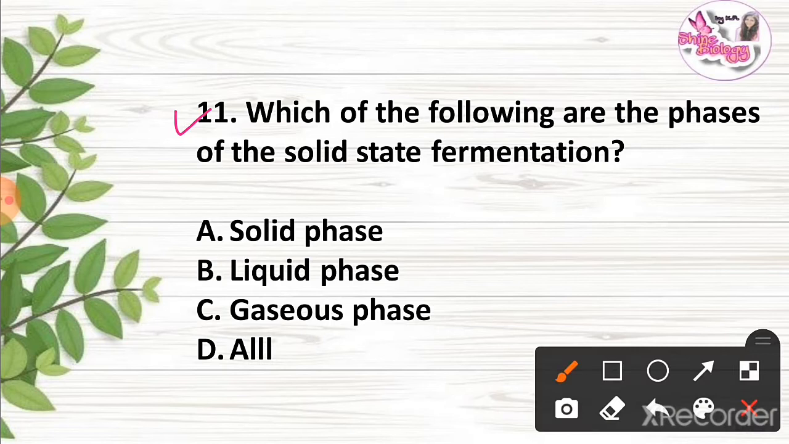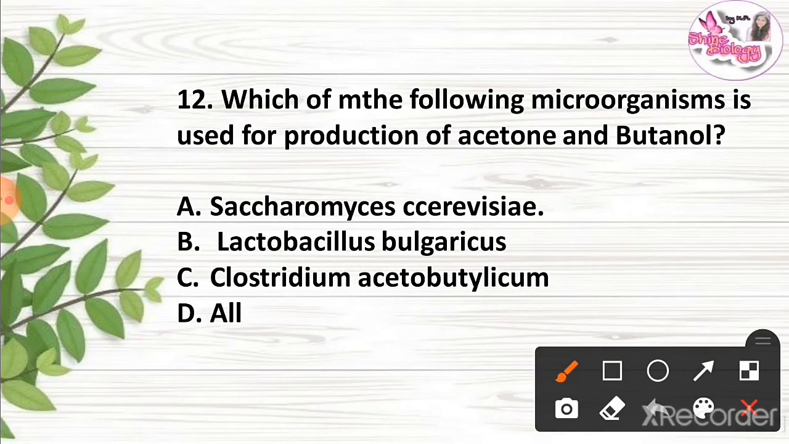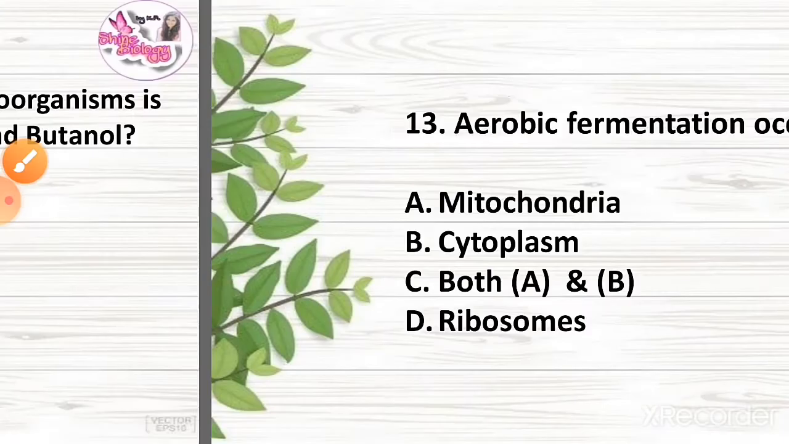Question 11. Which of the following are the phase of solid state fermentation? The correct answer is option D, all. Solid phase, liquid phase and gaseous phase are the phases of solid state fermentation. Question 12. Which of the following microorganism is used for production of acetone and butanol? The correct answer is option C. Clostridium acetobutylicum is used for production of acetone and butanol.